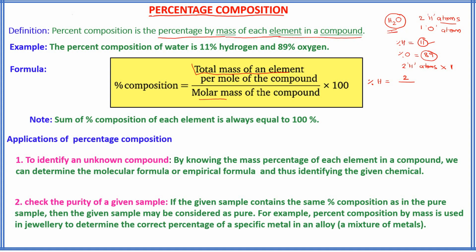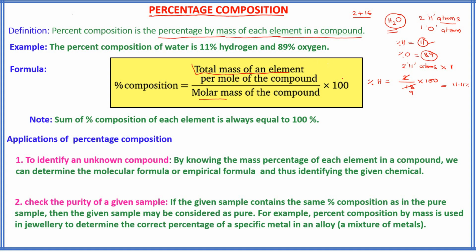What is the molecular weight of this compound? How much will it be? 2 hydrogens, 1 oxygen. Oxygen is 16. Total will be 18, isn't it? Into 100. Now how much do we get? 2 divided by 18 into 100, this will be 11.11%.